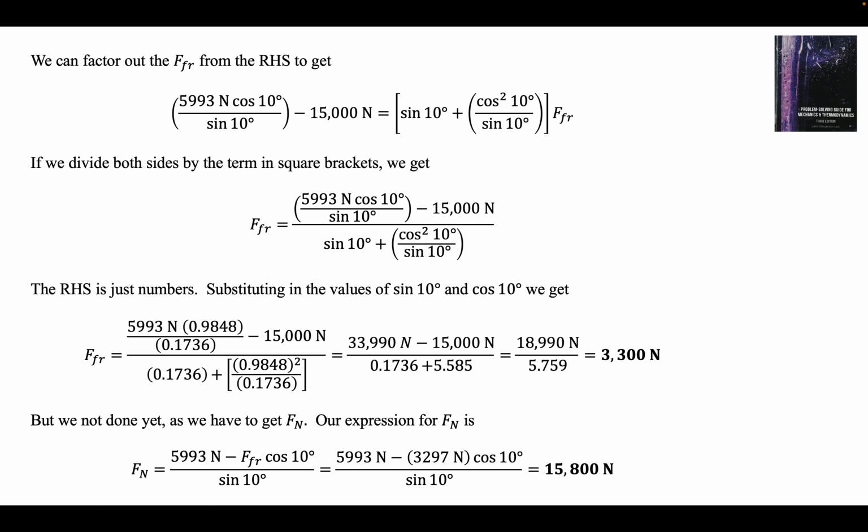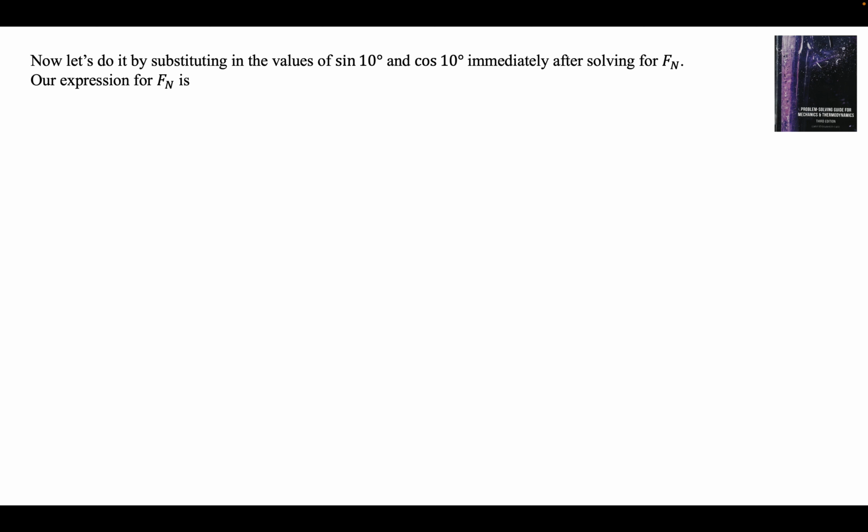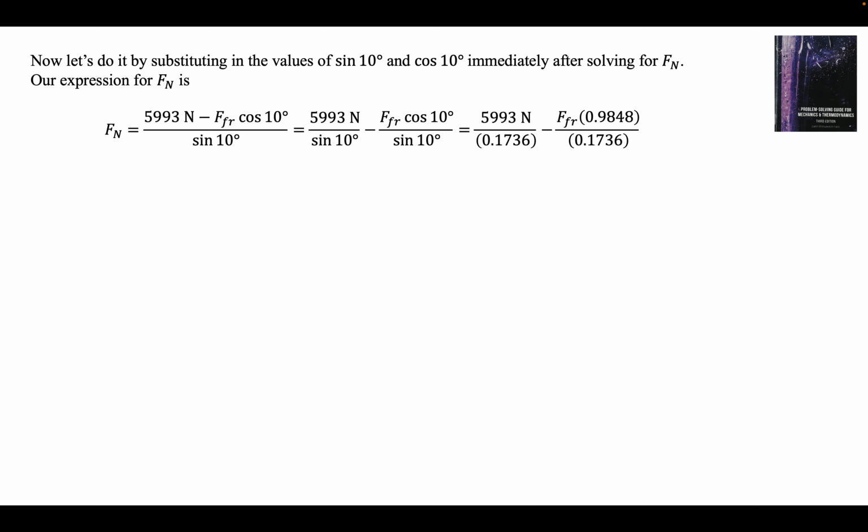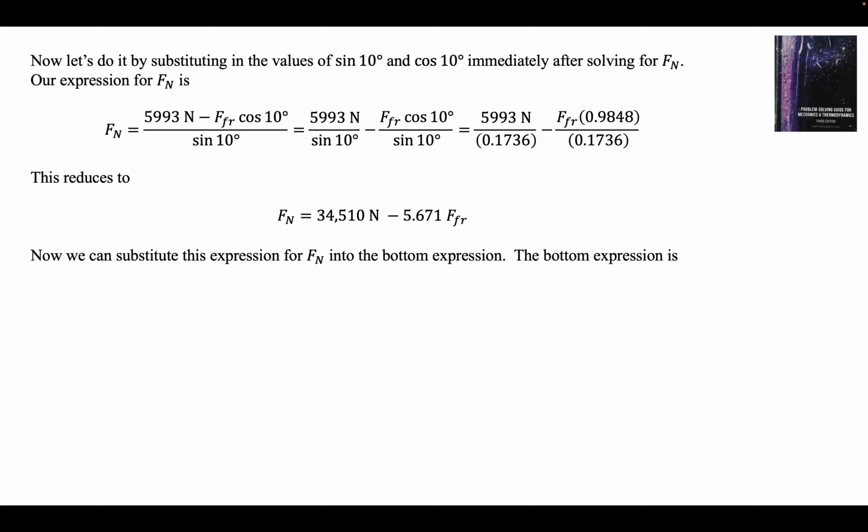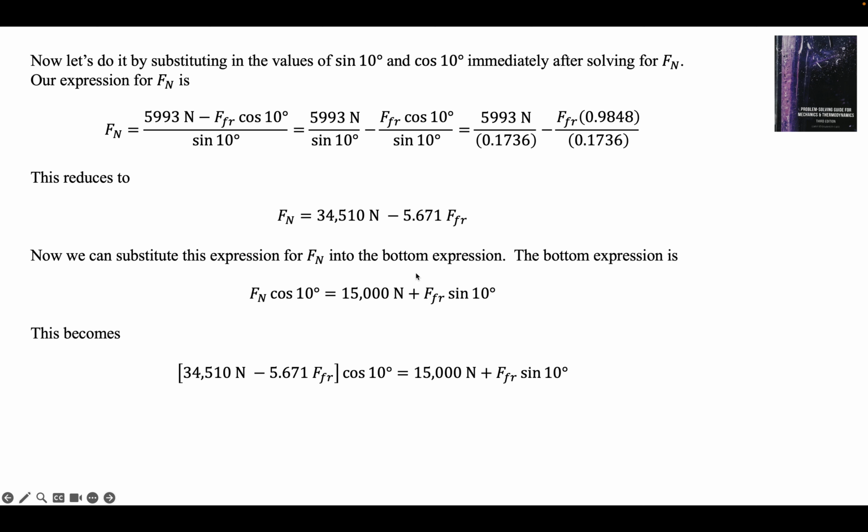Let's do it a different way, by plugging in the values for sine 10 and cosine 10 immediately. So there's our expression for Fn, and we're not going to carry around the cosine 10 and sine 10. We're going to plug in for them. So this is just a number. This is just the coefficient of the Fr. So our Fn is just that. We can substitute that expression into the bottom expression for Fn, and we get this. So there's the expression for Fn.